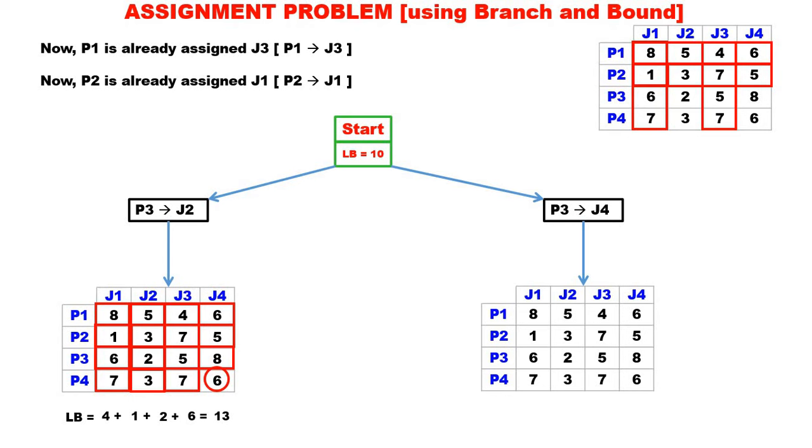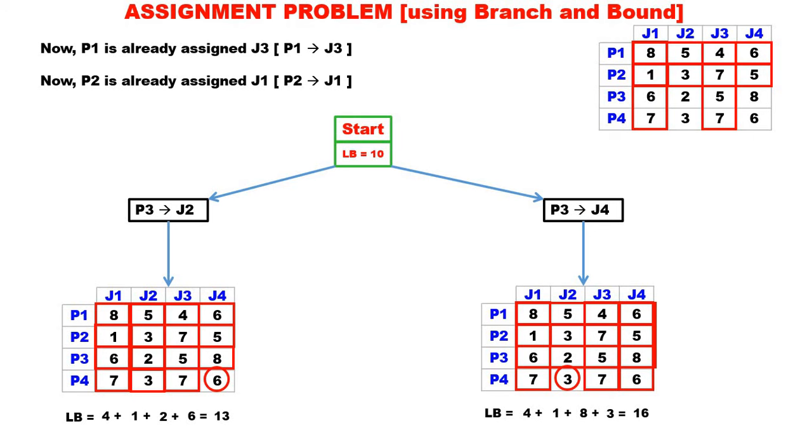Now, P1 is already assigned to J3. Therefore, we already have this. P2 is already assigned to J1. Therefore, we already have this. Yes, these two, 4 and 1. Already we have these values. Now P3 assigned to J4. Carefully see P3 assigned to J4, it is 8. Same column, no assignment. Same row, no assignment. 8 should be added to lower bound. In the fourth row, 3 is the only remaining value, that should be the minimum. Add it here. So what is the value that you get? 16.